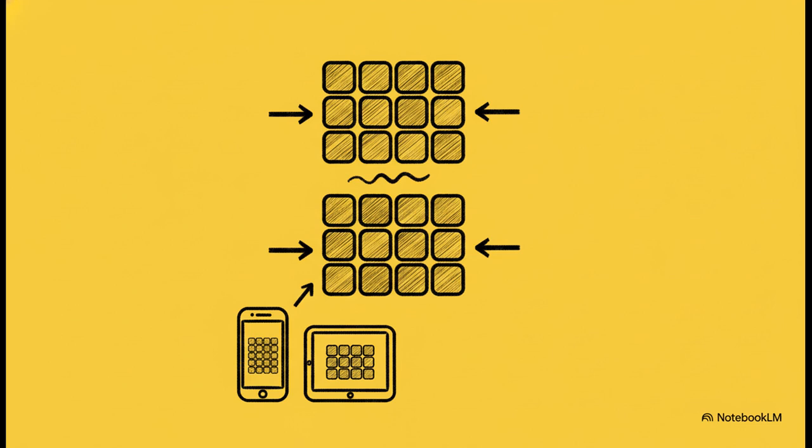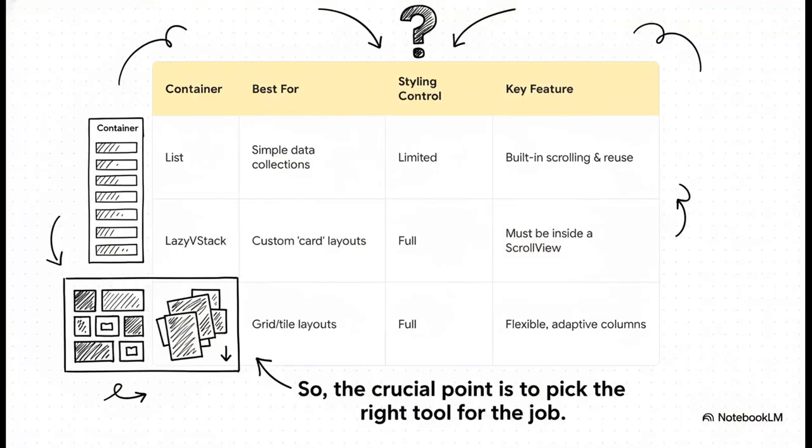This is your specialized tool for building those flexible, multi-column layouts that can beautifully adapt to different screen sizes. So here's a little cheat sheet to help you decide. Use List when you just need a simple, performant list. Grab LazyVStack when you want to build a custom vertical layout with full styling control. And reach for LazyVGrid for anything that needs an adaptive grid. Picking the right tool for the job is half the battle.